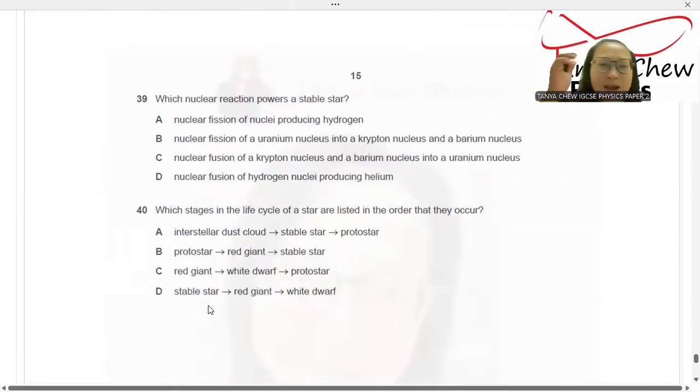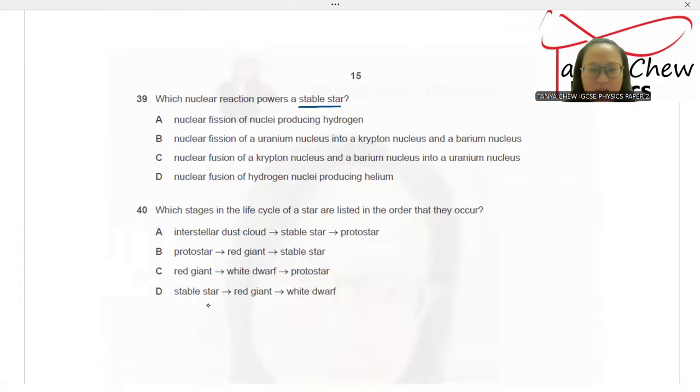39. Which nuclear reaction powers a stable star? A stable star means that the process of fusion has already occurred, and the outward pressure from the process of fusion is balanced by the inward pressure caused by the gravitational force. So nuclear fusion occurs when the hydrogen nuclei fuse together to produce helium. Right, D is the answer.